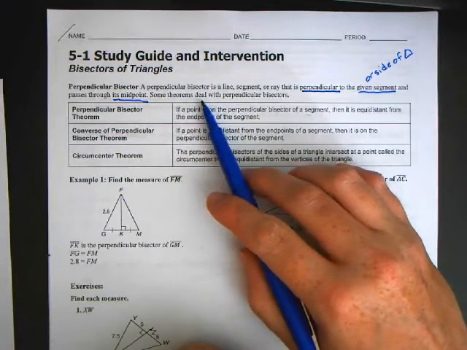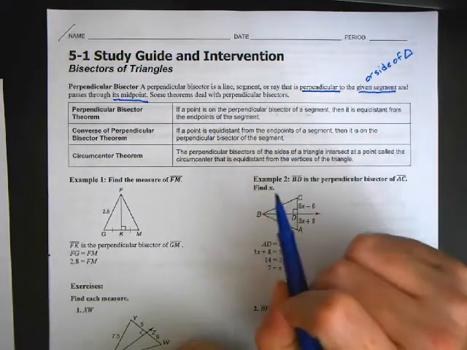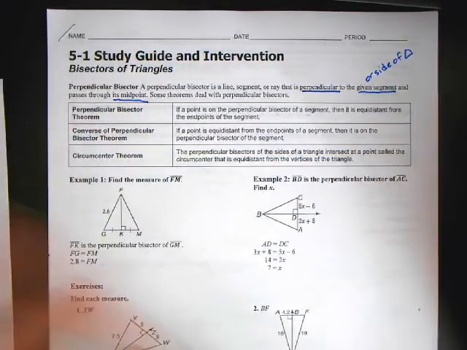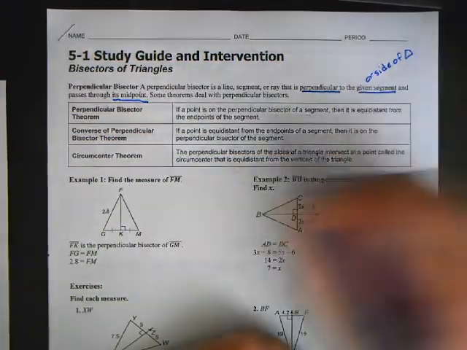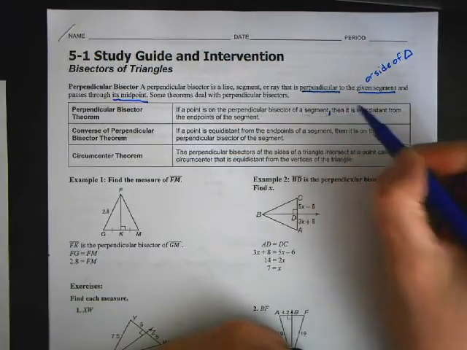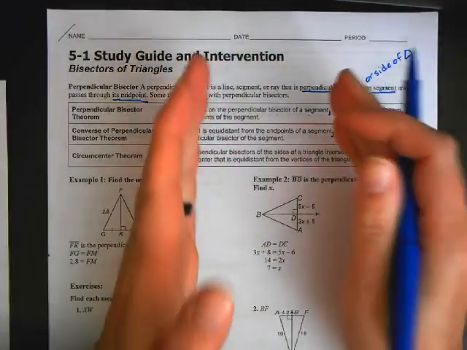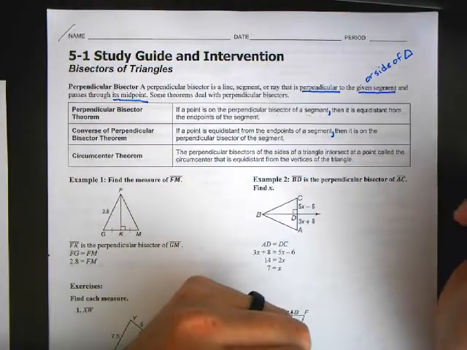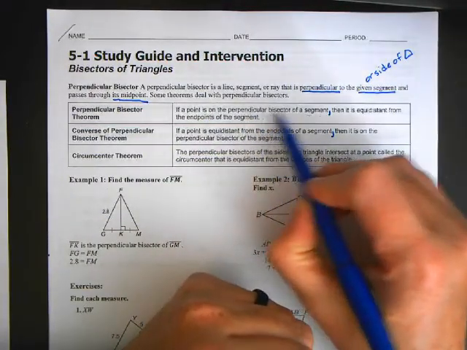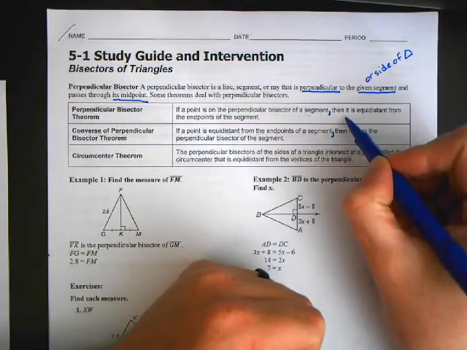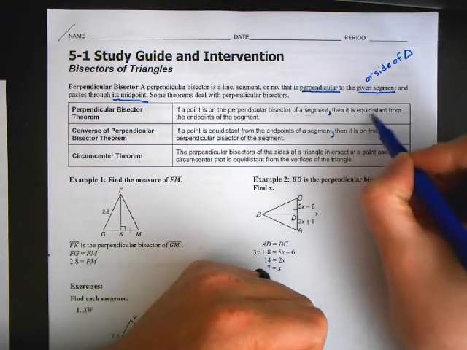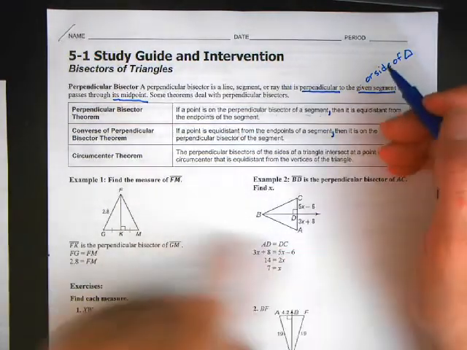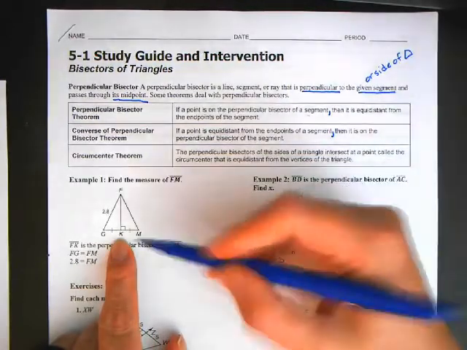Some theorems deal with perpendicular bisectors, and again, here they are. These two are converses, they're just reverses of one another. So again, I'm just going to point out the comma, right? What comes before the comma is the hypothesis. What comes after is the conclusion. So if you are given that you have a perpendicular bisector, then you know that it is equidistant from the endpoints of the segment.